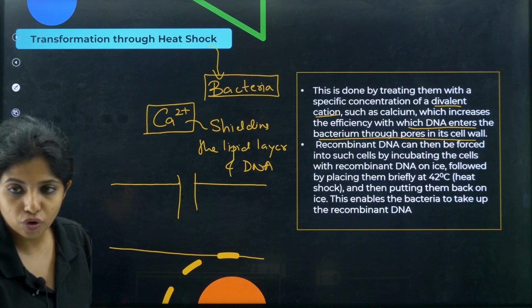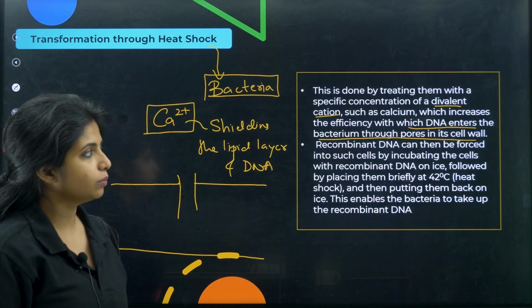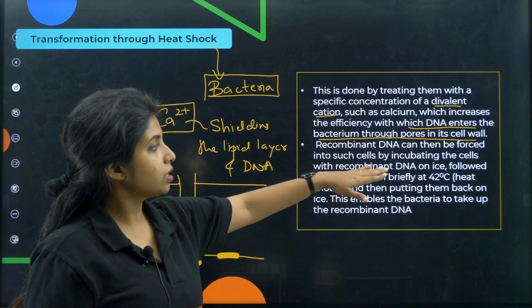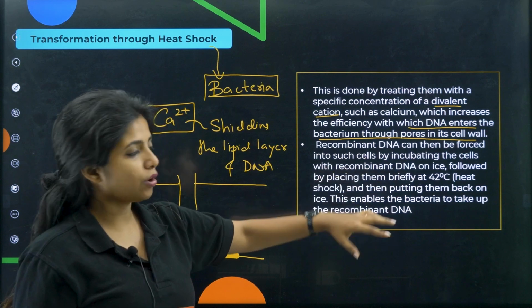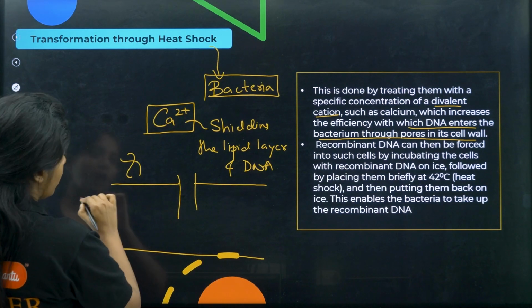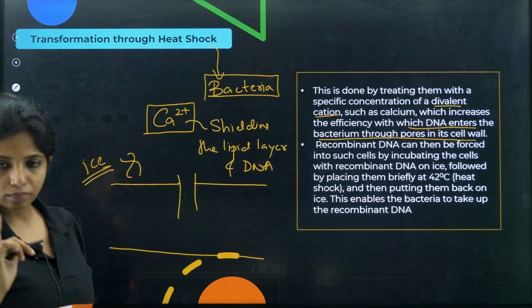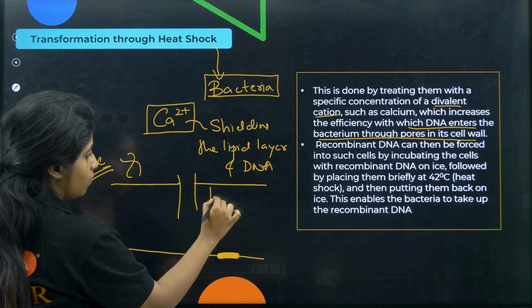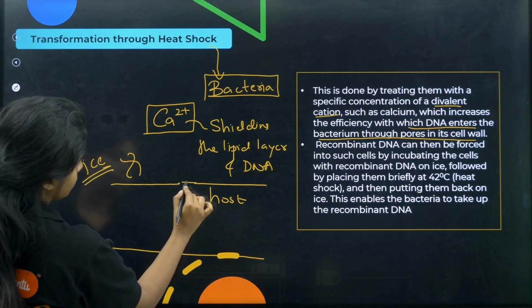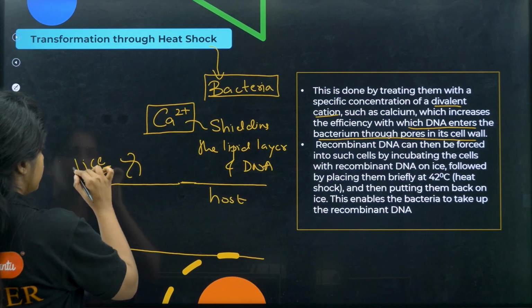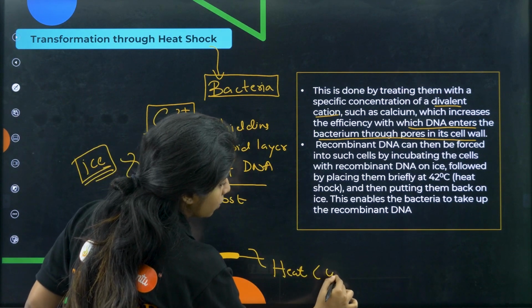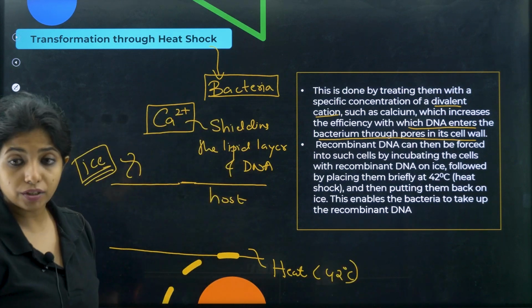How did we create these pores, children? What was the reason? The first thing you should understand is that recombinant DNA can be forced into such cells by incubating the cells with recombinant DNA on ice. So the first thing I do is treat it with ice. I have the recombinant DNA and I also have ice around it; this is the host that I am looking at. As of now, it does not have any holes. It's sealed. I am treating it with ice. Then I am treating it with heat, and at what temperature, children? 42 degrees Celsius.